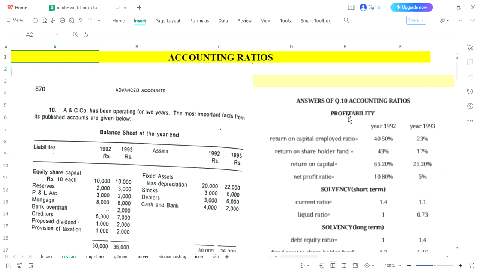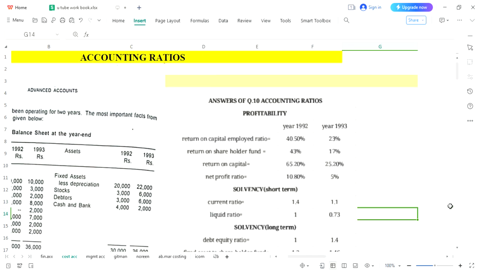Besides this, you can see that the answers of question number 10 are already available. These answers were not written in your book, so they were shared just for your help. So guys, in this way, we will complete our question number 10.